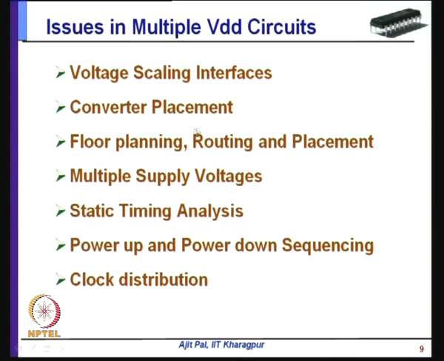So, in the interface part we have to consider this converter placement, then floor planning, routing and placement, because different parts of the circuits will be operating at different voltages. So, they have to be placed properly, you have to make suitable floor planning, you have to do the routing not only of the signals, but also of the supply voltage, and you have to place them properly.